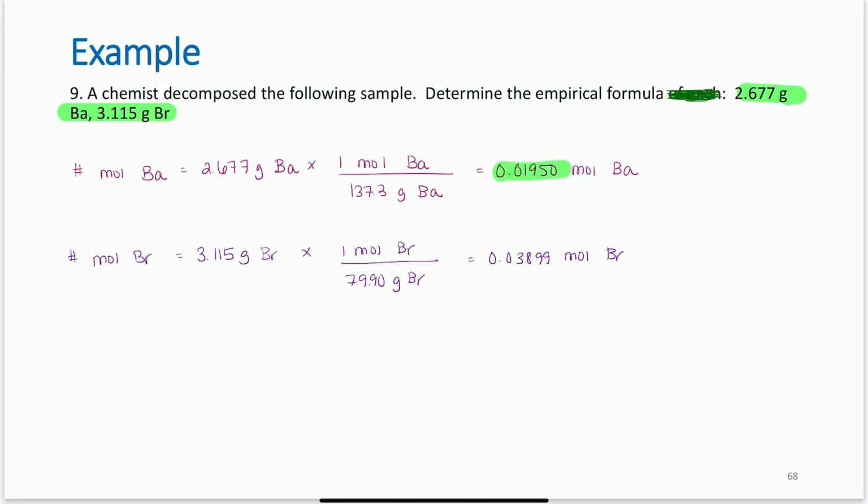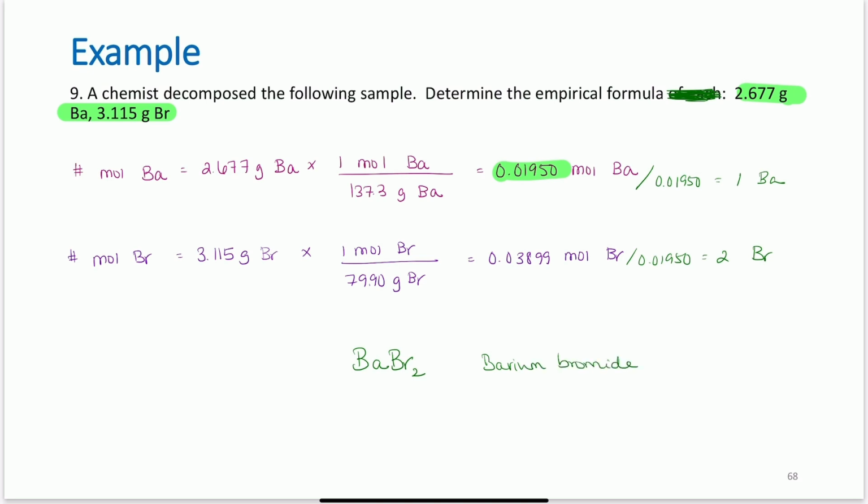I see this as my smaller of the two numbers, so I'm going to divide both by that number. So I've got 1 barium to 2 bromine, which makes sense. Barium's 2 plus, bromine's 1 minus. I expect it to be this formula, BaBr2, and if I asked you to name it, it would be barium bromide.